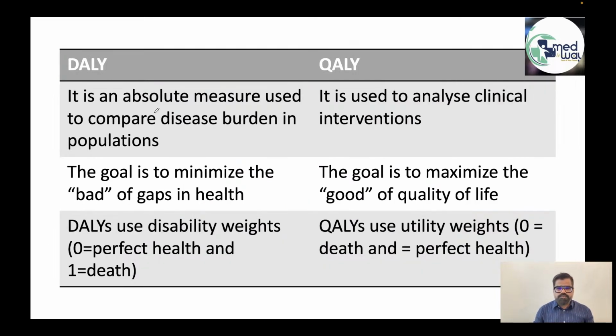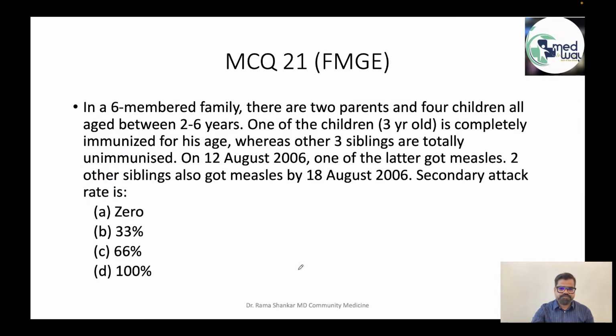So what is the difference between DALY and QALY? DALY measures burden of disease. QALY measures clinical intervention, the treatment which you are giving, how worth it is. This measures the bad part of life, no? Death, disease. This talks about good quality of life. In DALY, 0 was perfect health, 1 was death. In QALY, 0 is death and 1 is perfect health. This is just a slight difference between DALY and QALY. They are both opposite to each other.